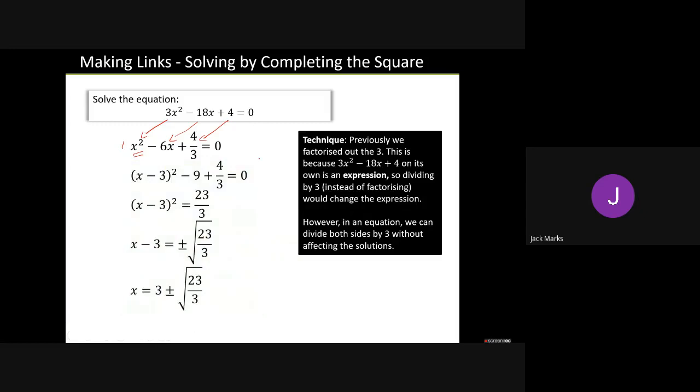The rest of the question, well, if we complete the square, we could then move these number terms to the other side. And because completing the square makes x only appear once, you can work backwards. Notice the plus or minus here because we're solving a quadratic equation. And you can get an answer such as this.